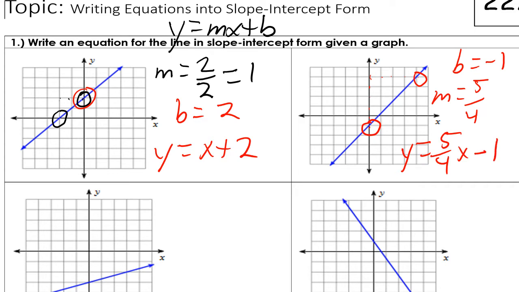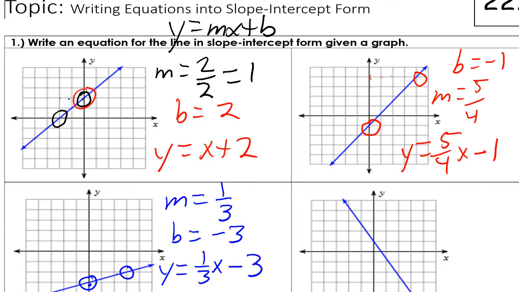All right, same thing for the next one. I find a point there and another point there. Figure out the slope, go up 1 and right 3. Slope is 1 over 3. That point right there is the y-intercept, so b is equal to 1, 2, 3, 3 below the origin, or -3. And I write the equation, y is equal to 1/3 x minus 3. Pretty simple when you have a line to look at, isn't it?